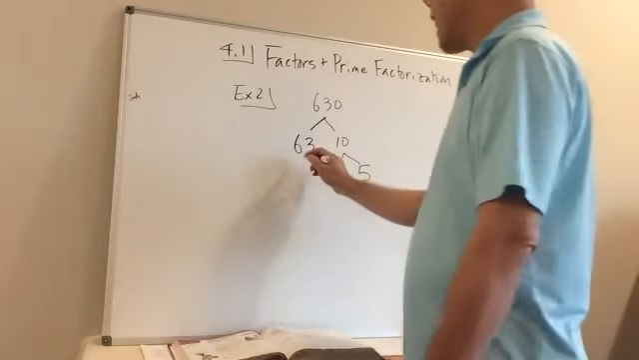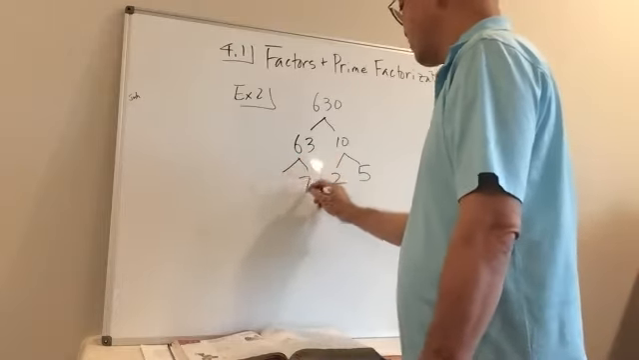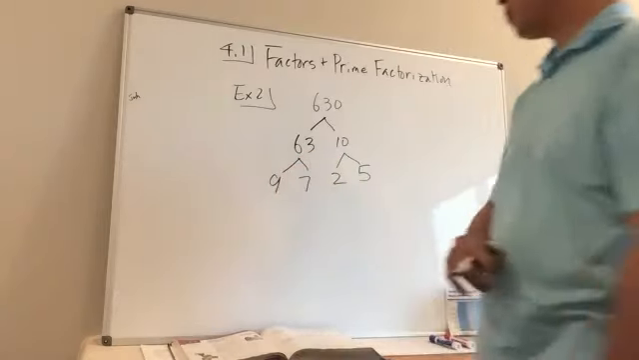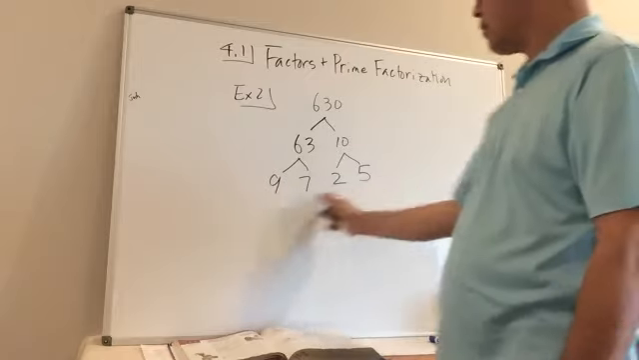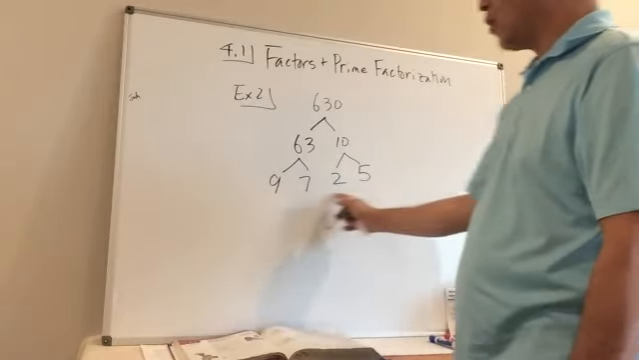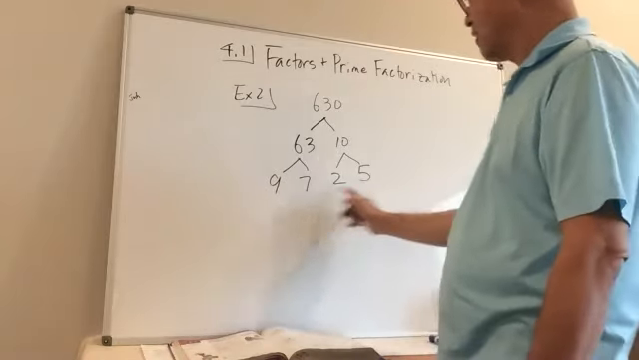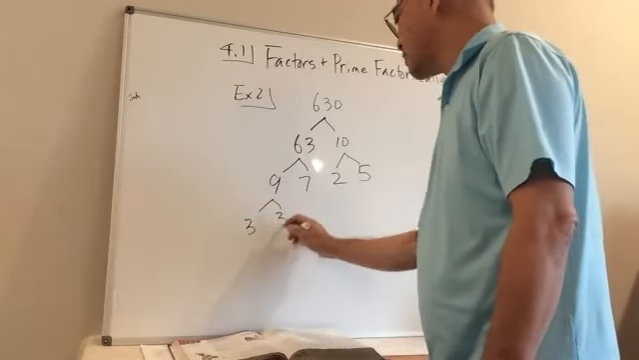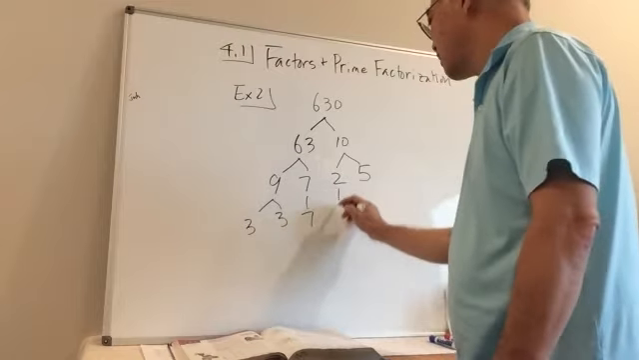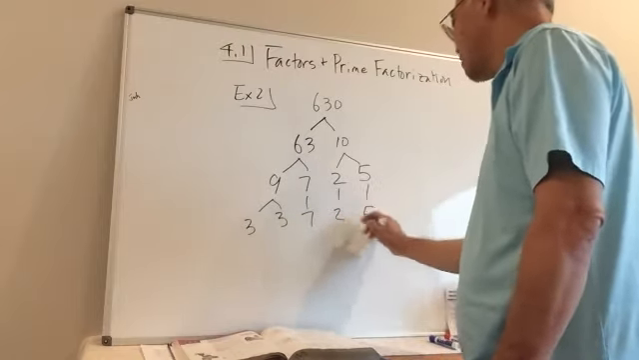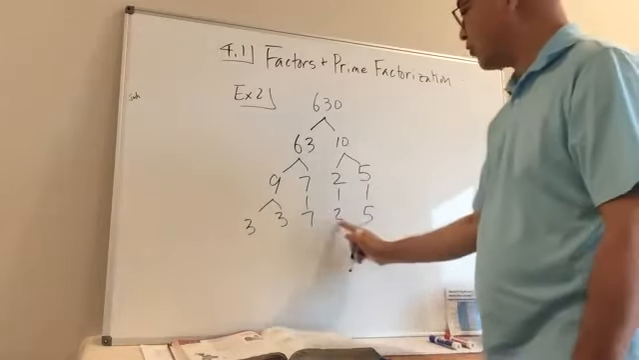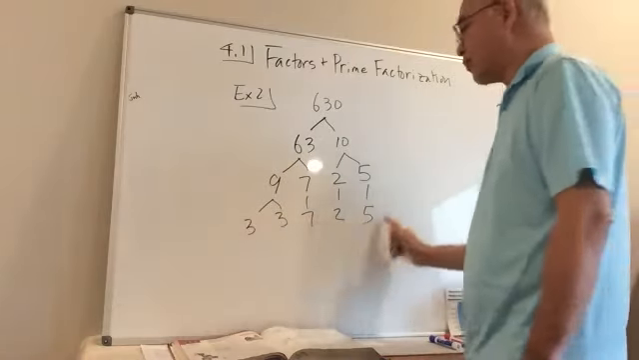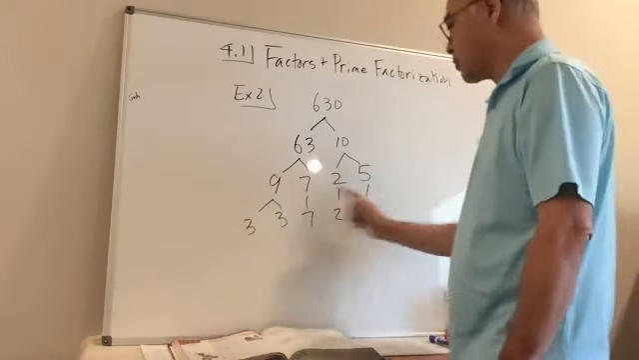Yes. And then 63 is 7 times 9. Are these all prime numbers here? No. Why not? 9 is 3 times 3, right? 3 times 3, and the 7 just comes down, 2 comes down, and 5 comes down. So now I have 1, 2, 3, 4, 5 different numbers, these are all prime numbers, correct?